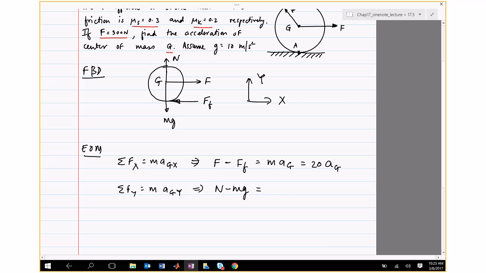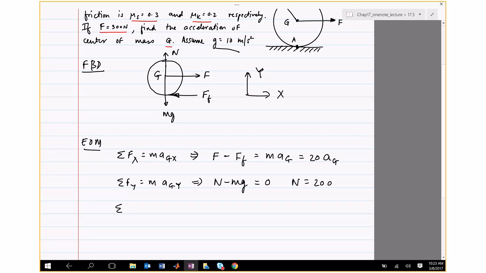The net acceleration in the y direction, as I said, is 0. So N equals mass times gravity. I said g is 10, and mass is 20, so 20 times 10 is 200.